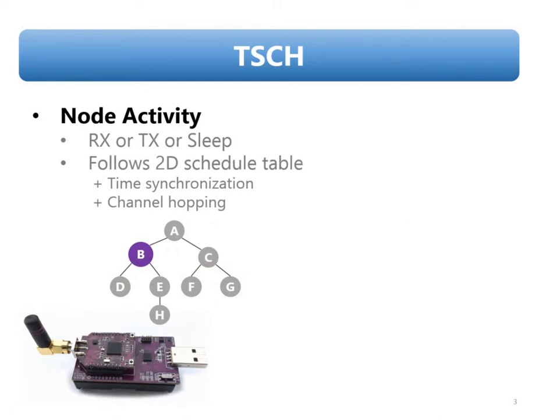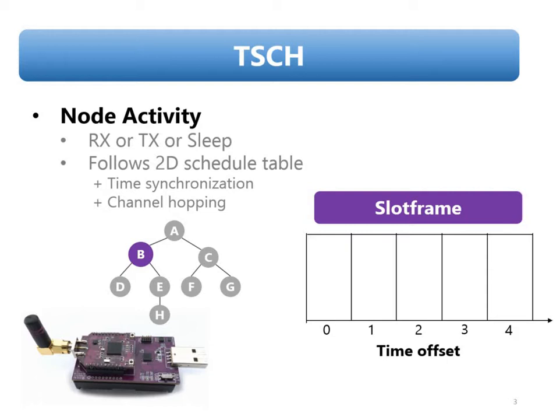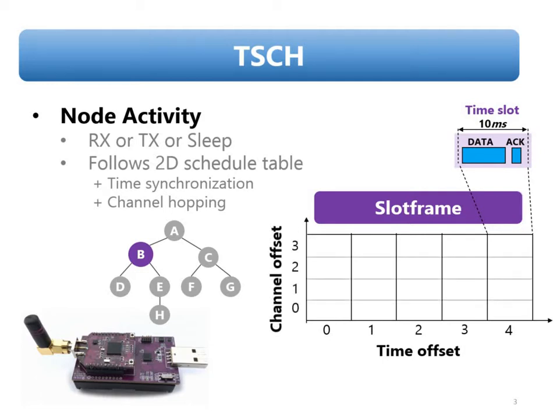In a TSCH network, each node just follows a prearranged schedule table. According to the schedule, it listens or transmits or sleeps. This is a schedule table. In TSCH, we call it a slot frame. Its x-axis is time offset. In general, the duration of a time slot is 10 milliseconds. A node pair can exchange only one data packet and its corresponding acknowledgement in a time slot. The y-axis of the slot frame is channel offset.